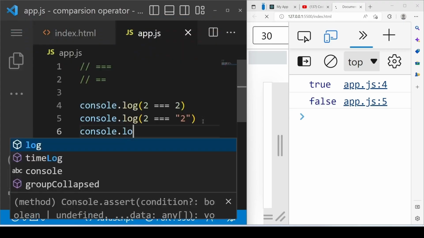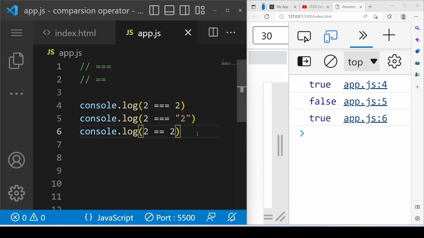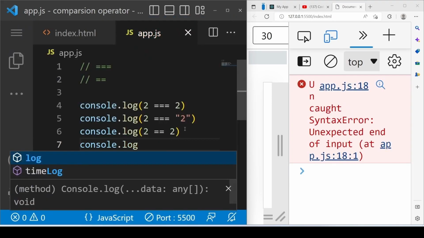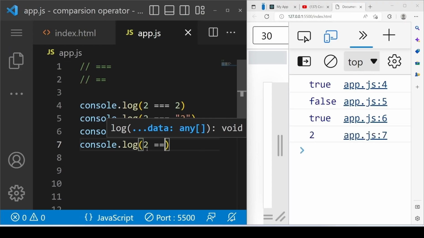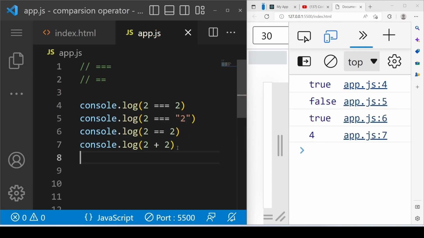Moving on to the double equal sign operator, also called the loose operator. This operator compares the value of the operands after converting them to a common type if necessary. In this example, the double equal sign compares two numbers, both of which are 2, so this expression evaluates to true.